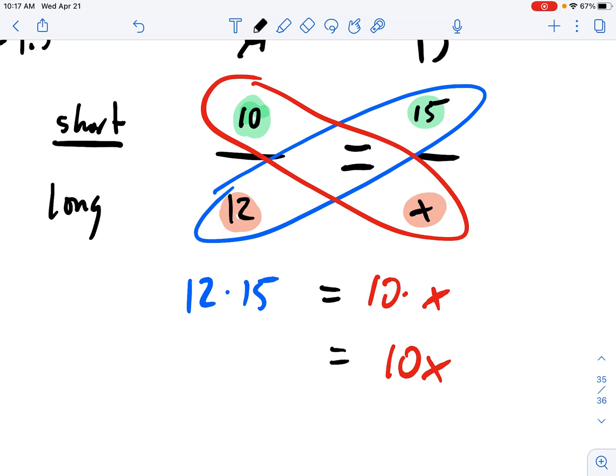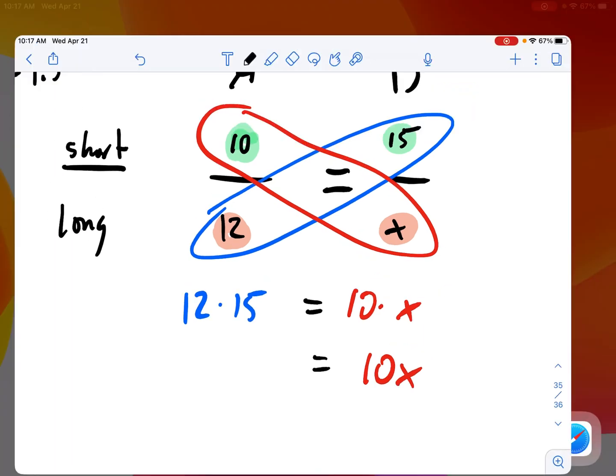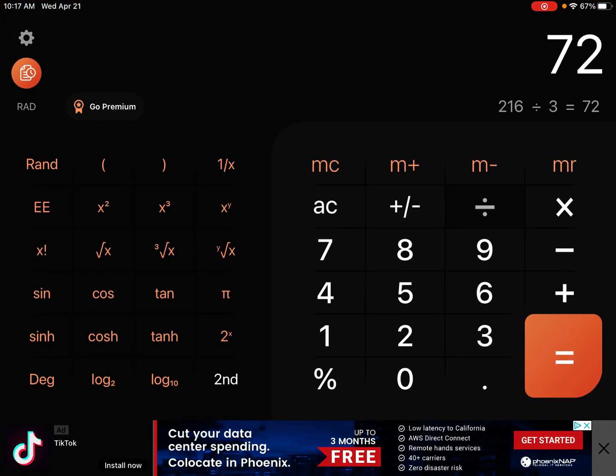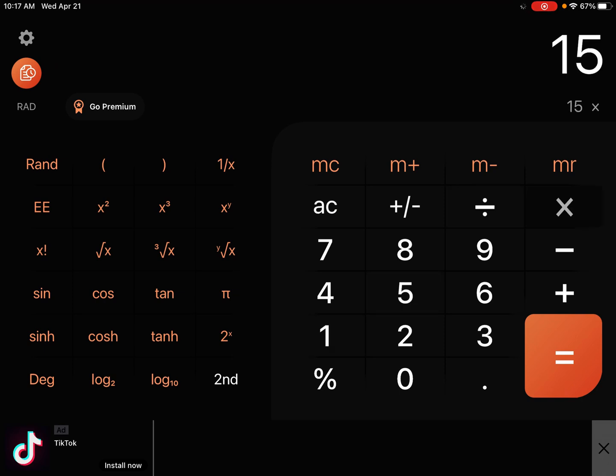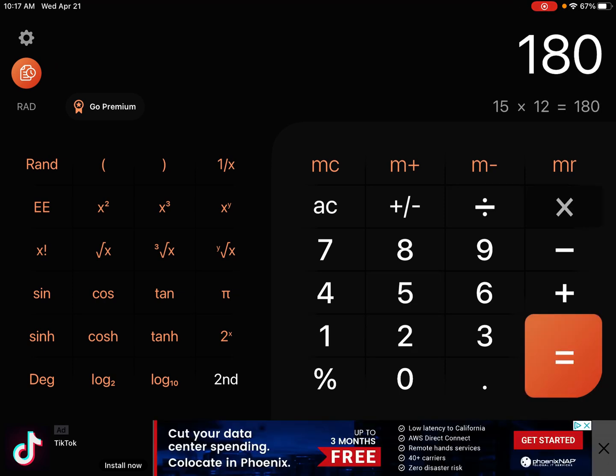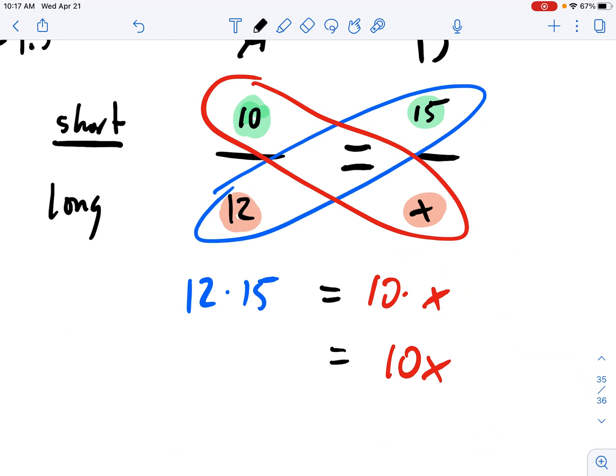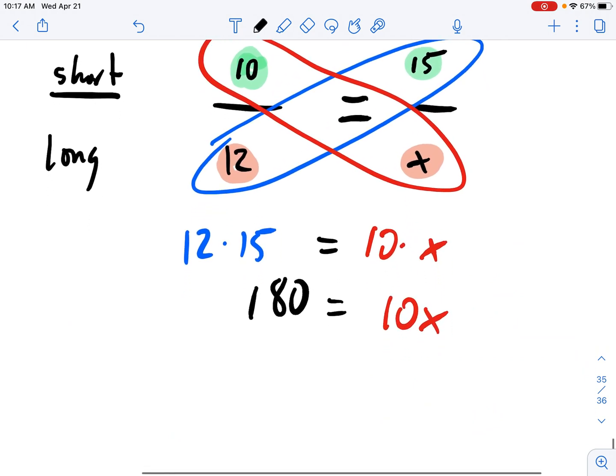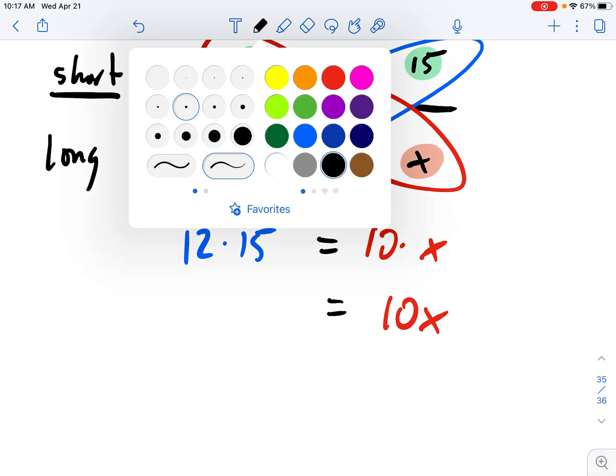Let me just think about this real quick. 150, 170. It should be 174. Let me just use a calculator. Just want to double check. Oh, 180. See, that's why you double check. Okay, so you have 180, right?